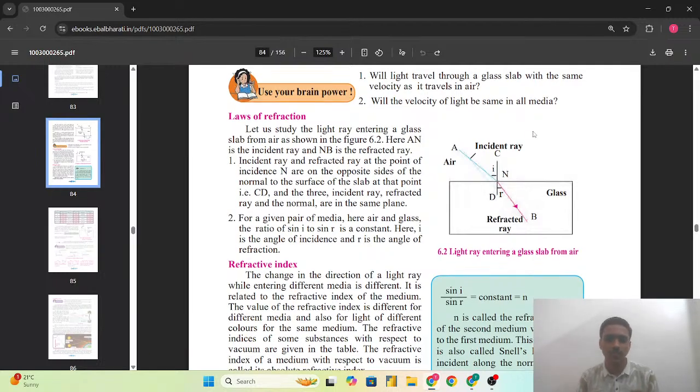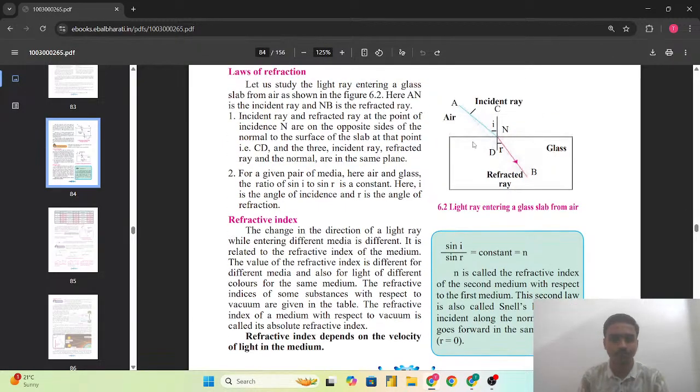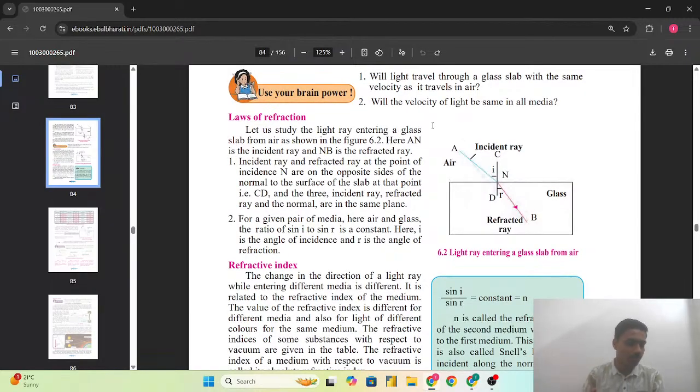Will the velocity of the light be the same in the medium? That we will see ahead. We are having one table there, we can see about that. What is the refraction and how the refractive index affects as the medium changes? What are the laws of the refraction?